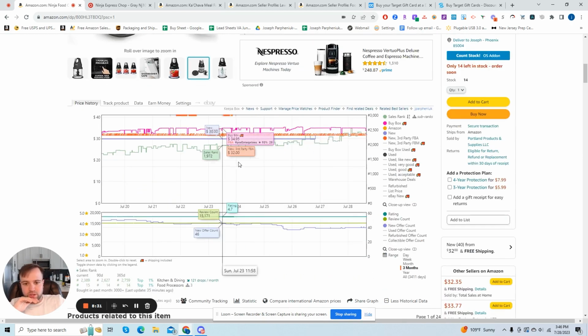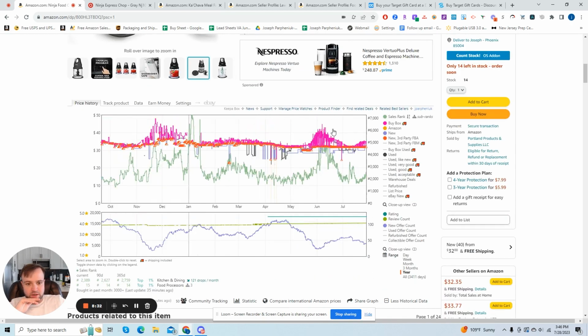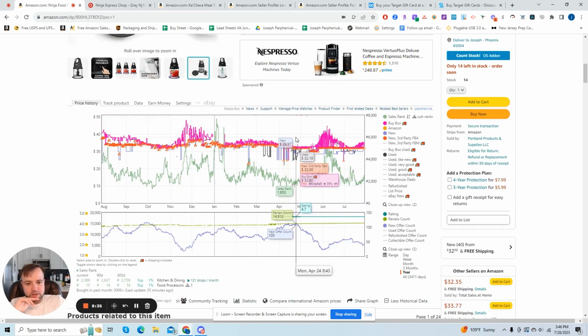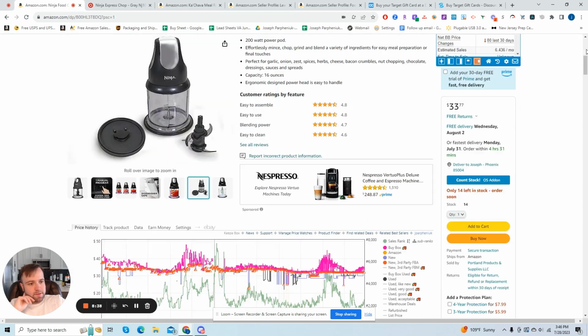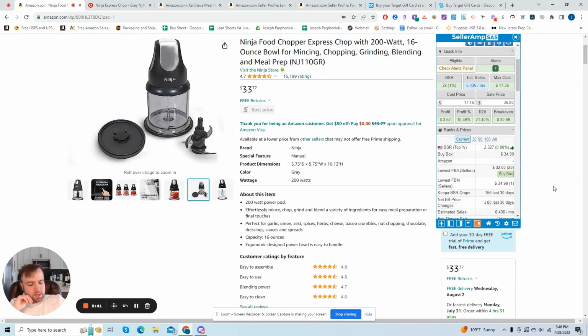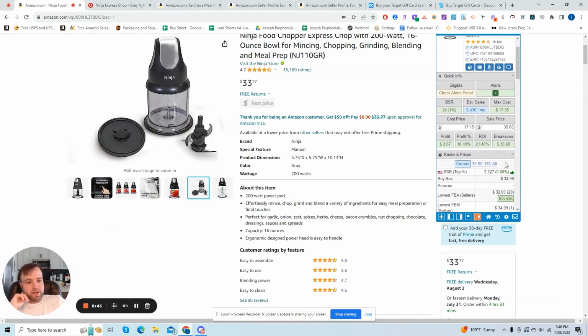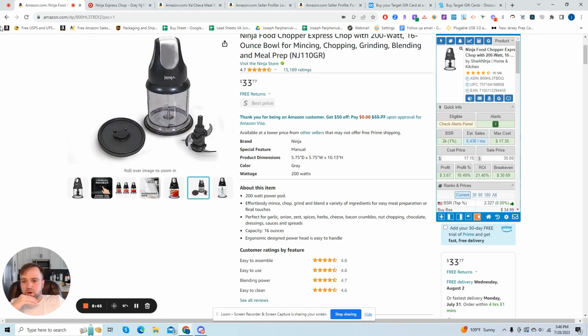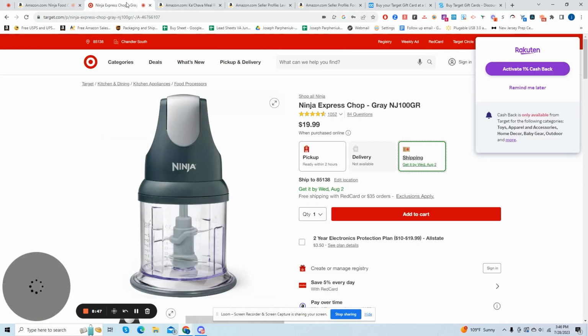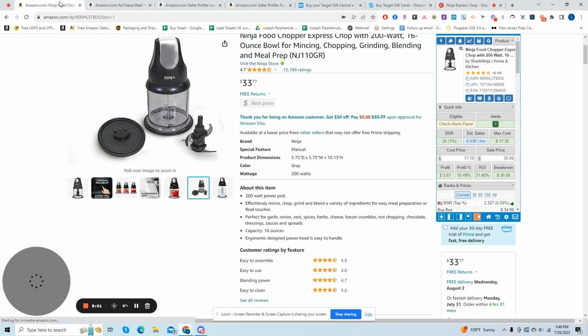Ideally, I'd want to see some more consistency at 10% to pull the trigger on it, because there is a lot of 32 at certain points. So yeah, that's an okay find. It doesn't exactly meet the margins of most people. So I would personally pass here, but that is not necessarily a bad find. So we keep going.